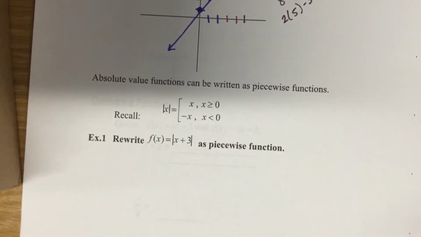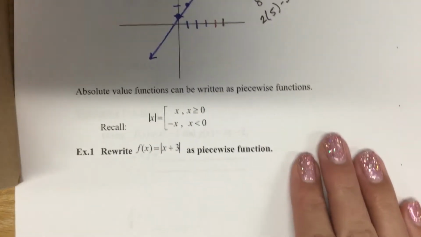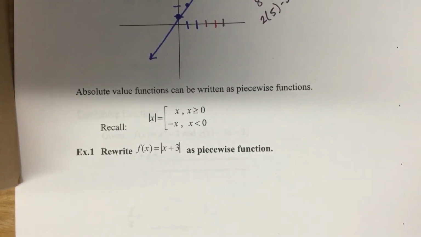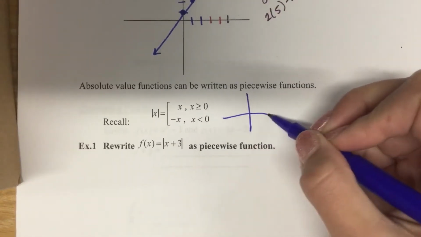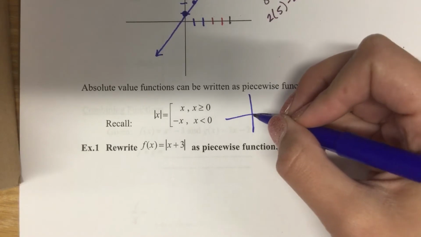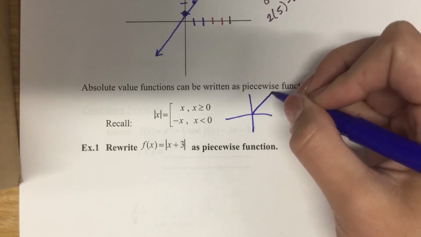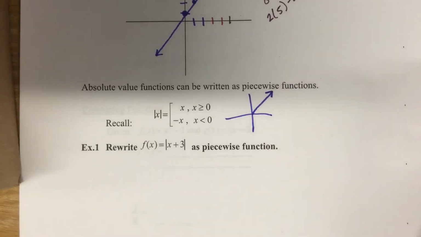So an absolute value function can also be written as a piecewise function. We talked about this a little bit already. We know that the absolute value of x is, for everything greater than or equal to 0, I'm sorry, I think I said that last time too, going to be the line y equals x.